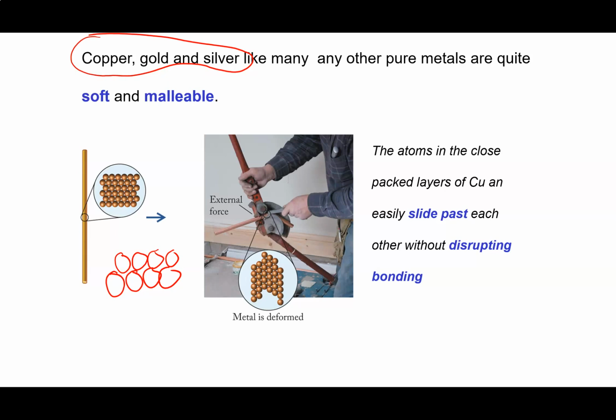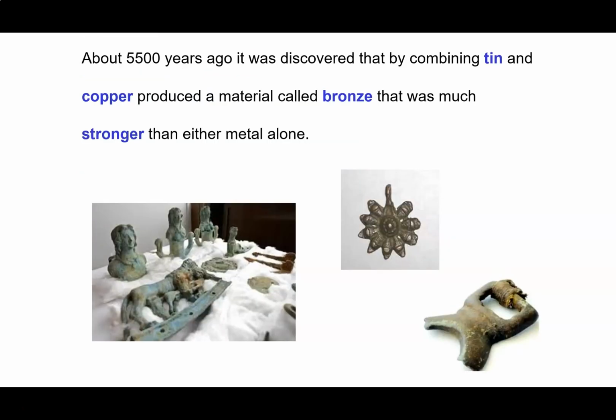The bonds that get broken are exactly the same as the bonds that get formed, and as a result, because we have this slipperiness between the layers of the atoms, it's pretty easy to bend and stretch a metal without breaking bonding and having it snap.